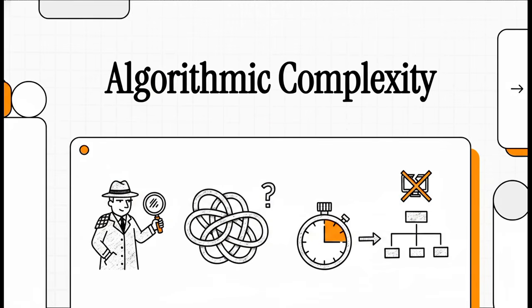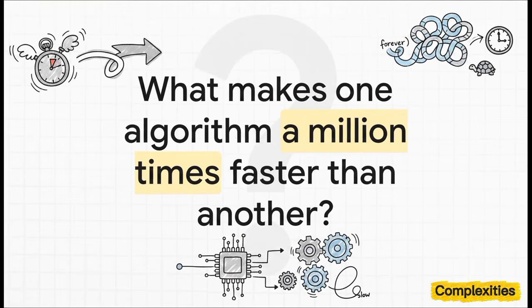So let's kick things off with the central mystery. How is it possible that for the exact same problem, one solution can finish in the blink of an eye while another one might take, well, longer than you have? The secret isn't in the hardware, not at all. It's in the method, the fundamental design of the algorithm itself.